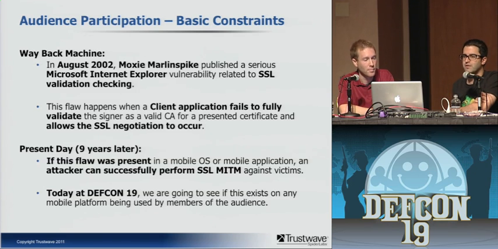So a little bit about what we're going to test. Basically, if you jump in the time machine and go back to 2002, Moxie published a serious Microsoft Internet Explorer vulnerability. It was related to SSL validation checking. This flaw happens when a client fails to validate the signer as a valid CA. It allows an SSL negotiation to occur incompletely because from its perspective, it found a chain. Chains are unrelated to whether or not the cert is allowed to be a signing CA. That's all in the basic constraints parameter. So if something fails to check that, and just assumes the cert is capable of signing, you could sign a certificate underneath your own personal website for some other website, and then pass that as an intermediate and it will validate. That was what Moxie found at the time.